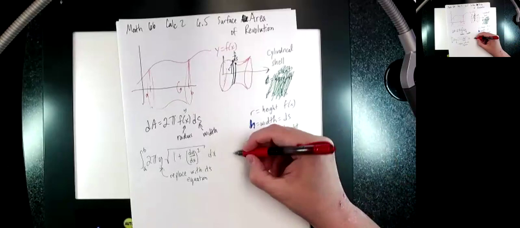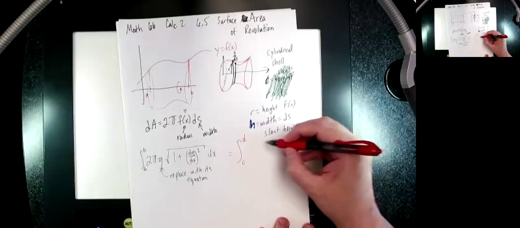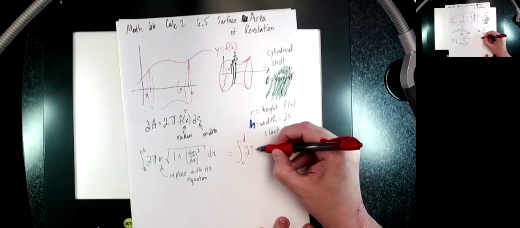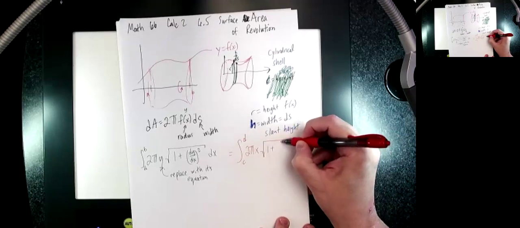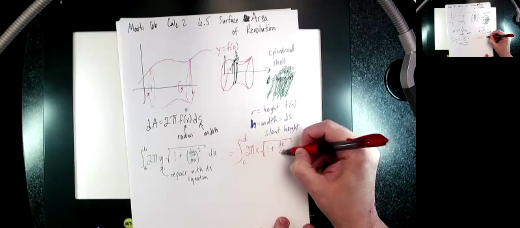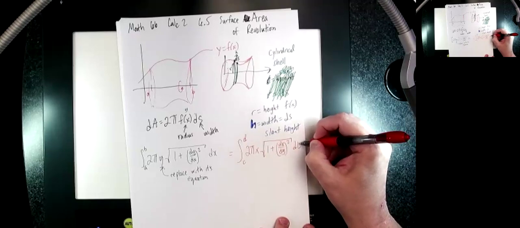All right, our other option is we could do this from c to d, if we're going along dy. So we'll have a 2 pi x, square root of 1 plus dx dy squared, dy, or dt.